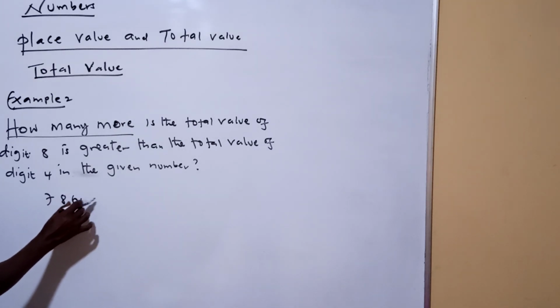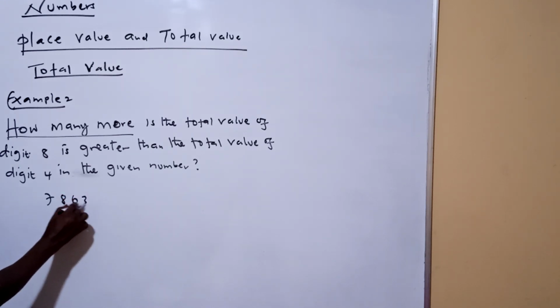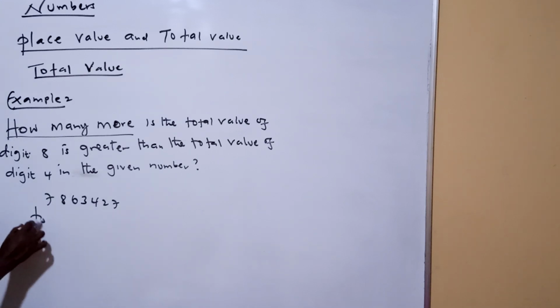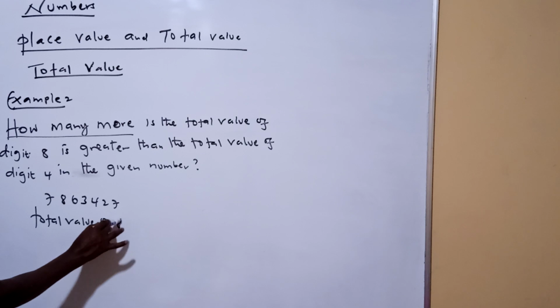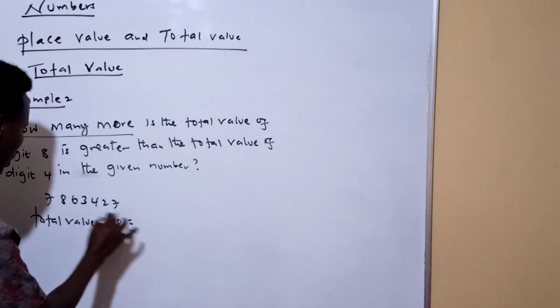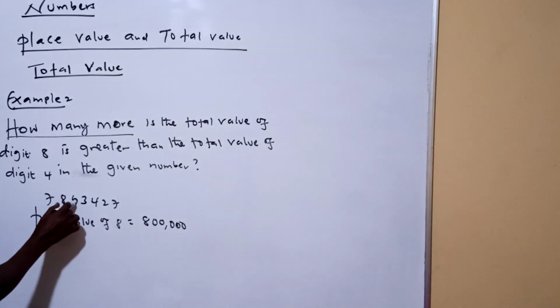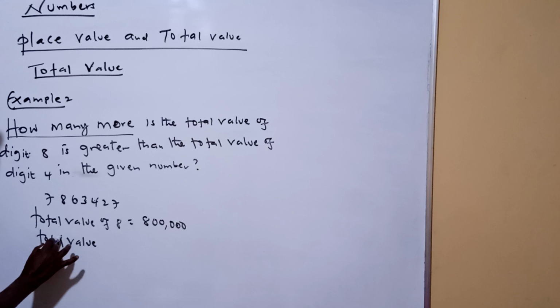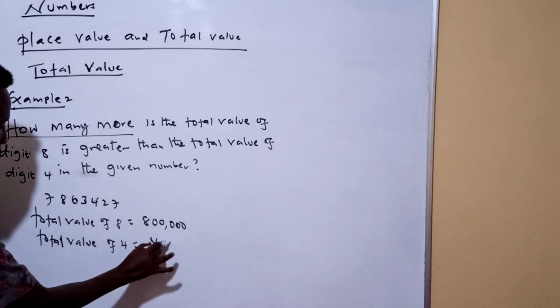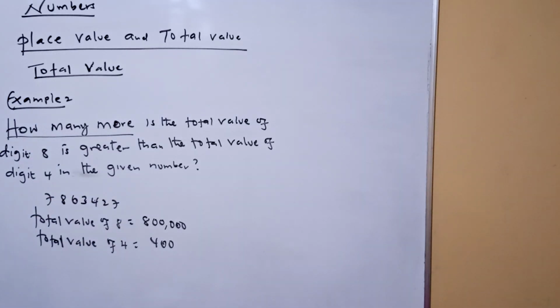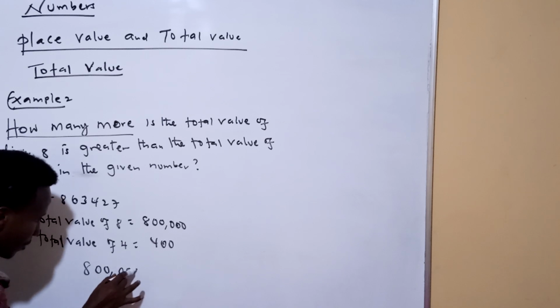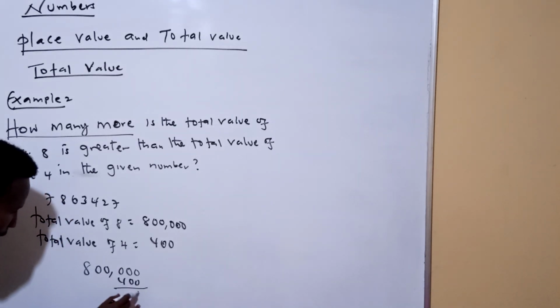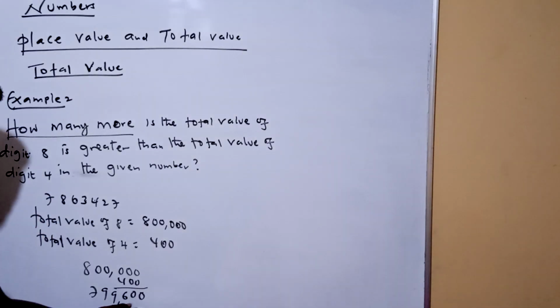So this is what you're having: 6, 3, 4, 2, 7. Now let's get the total value of 8. It will be 800,000. Why? Because 1, 2, 3, 4, 5, we will have 5 zeros. Then the total value of 4 will be 400. Now, since they said how many more, we subtract. So we are going to say 800,000 minus 400. That will give us 799,600. So these are the possible questions that can come from this concept of mathematics.